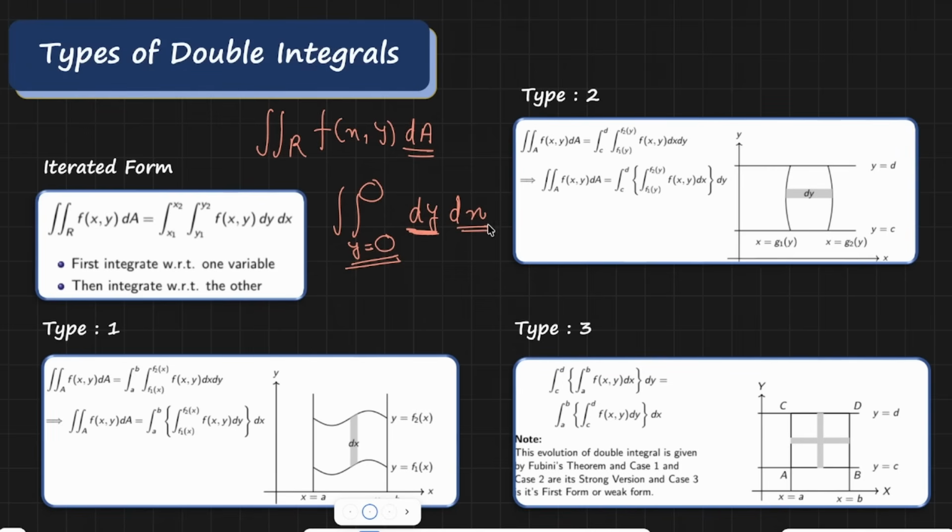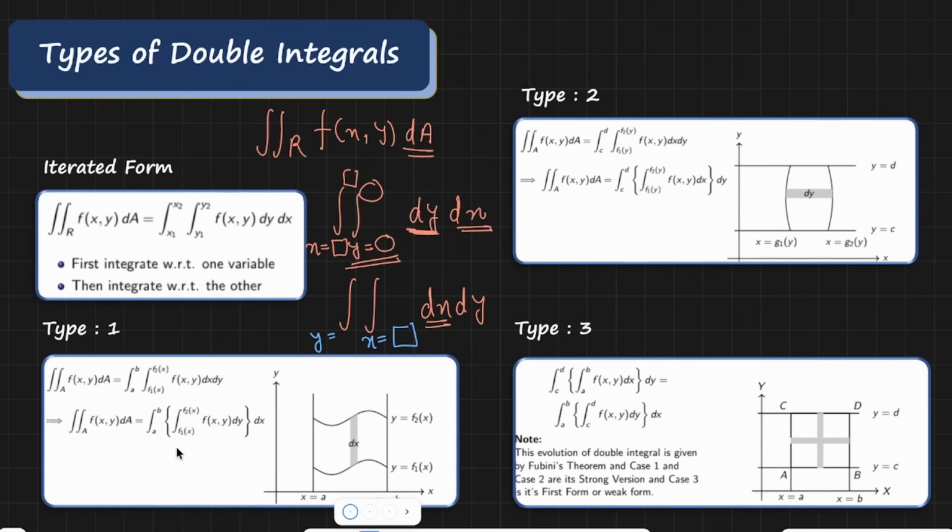This again, you are integrating with respect to x, then this is the limit of x in terms of y or constant. If you are writing dx dy, you are first integrating with respect to x, then this will be the limit of x in terms of y, and this will be the limit of y in terms of x, or you can say constant.